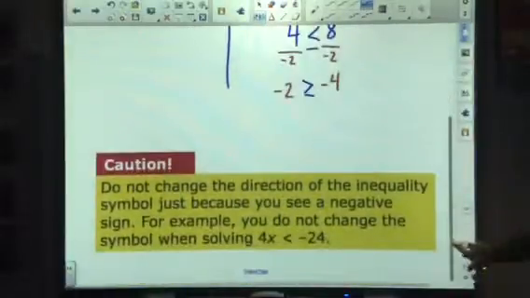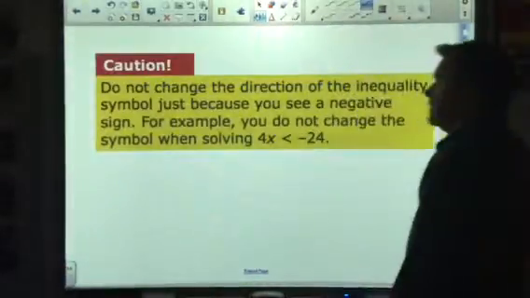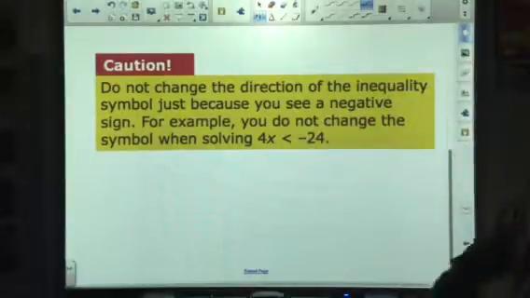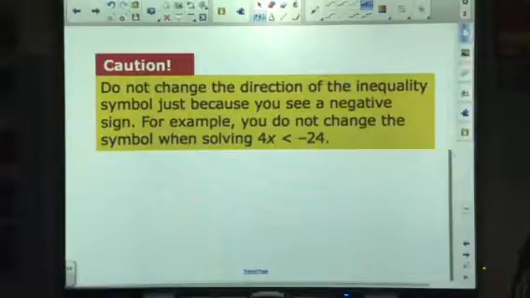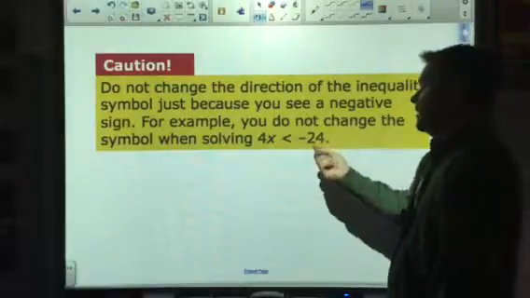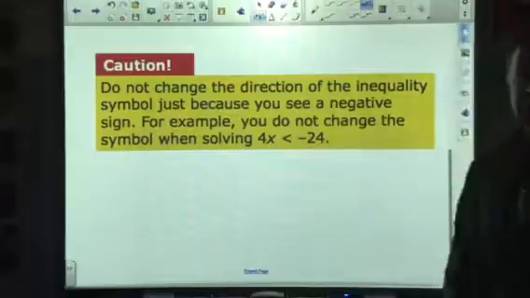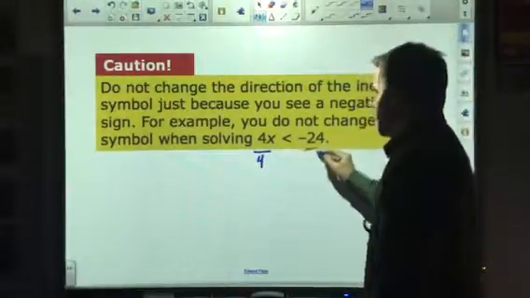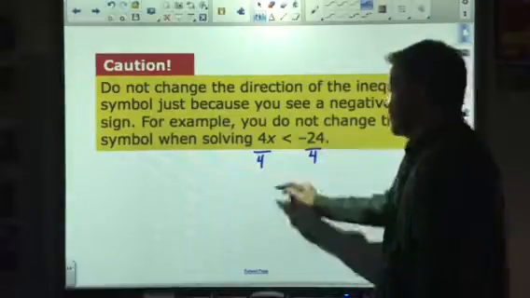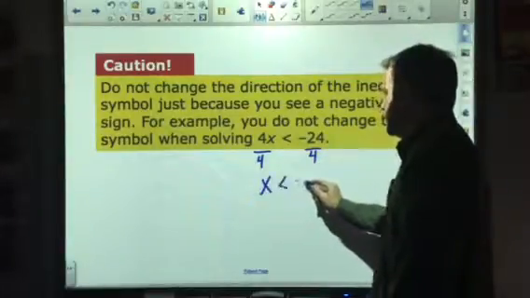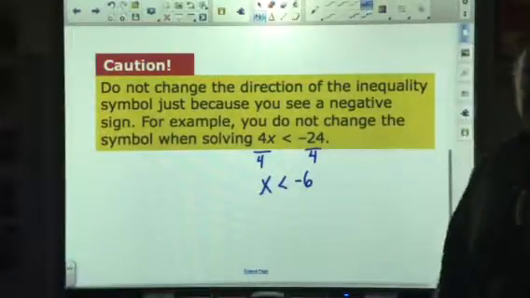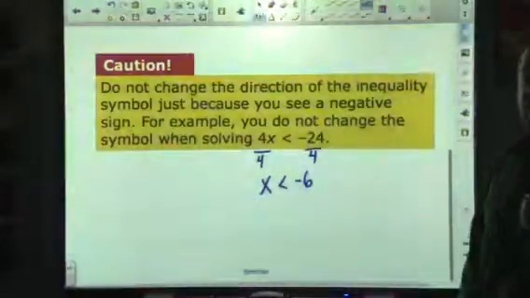There's an advisory here. Do not change the direction of the inequality symbol just because you see a negative sign. So just because the negative is here, we don't have to change the inequality, because to solve this, we're dividing by 4. Dividing by 4, x is less than negative 6. So we divided both sides by a positive number, which will keep our inequality the same.